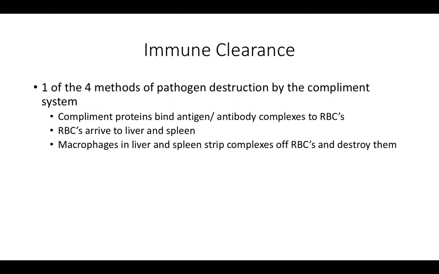So immune clearance. I couldn't find a good picture of this, so hopefully you can close your eyes and imagine what I'm talking about. Basically, these complement proteins are going to bind different antigen-antibody complexes to red blood cells. And you might be saying, well, why would it do that? Then it's going to mark the red blood cells for destruction. But what actually happens is those red blood cells arrive at the liver and the spleen, and there are macrophages inside the liver and the spleen that strip those complexes off the red blood cells, and then they're going to destroy them. Okay, so that's immune clearance. That's one of the effects of the complement system.